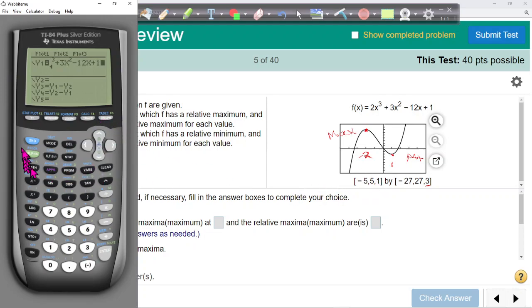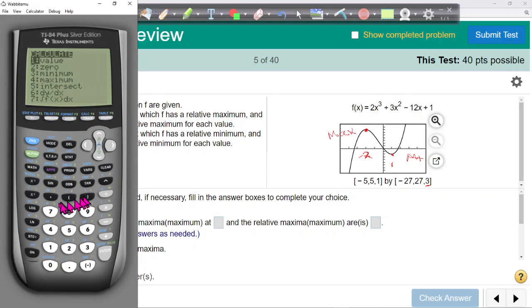This helps us with our window, so I'm going to go to the window. The x is going from -5 until 5, and the x scale is 1. That's good. The y minimum is -27, and our maximum is +27, and the scale is 3. So that allows our graph to look like their graph, because it'll have the same window. And now we just need to find this max.